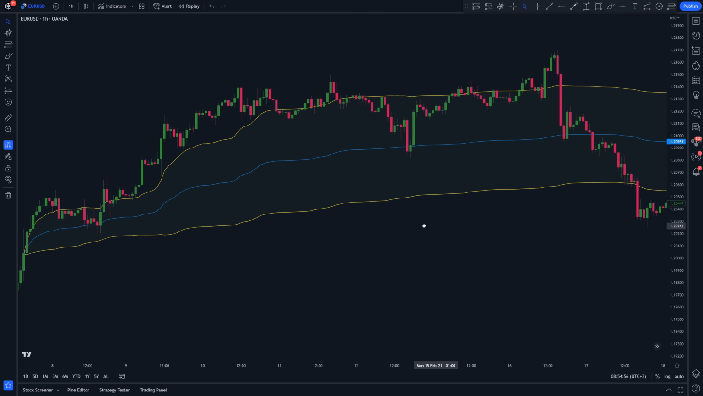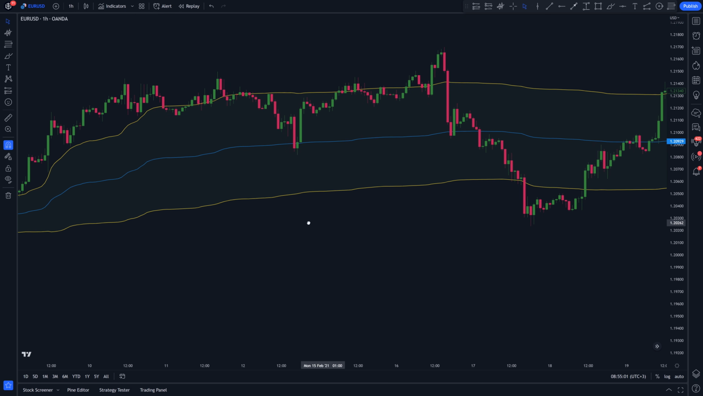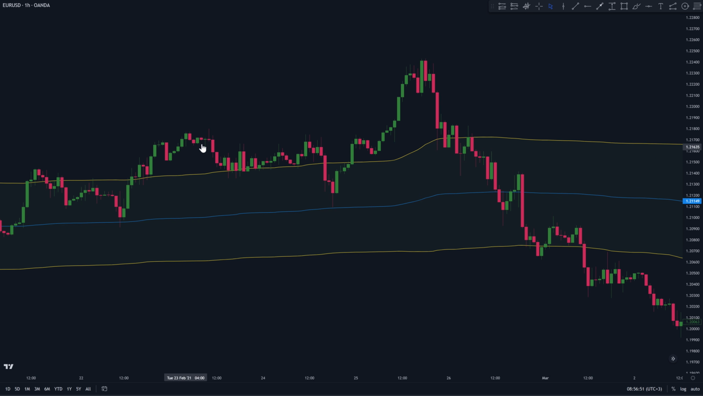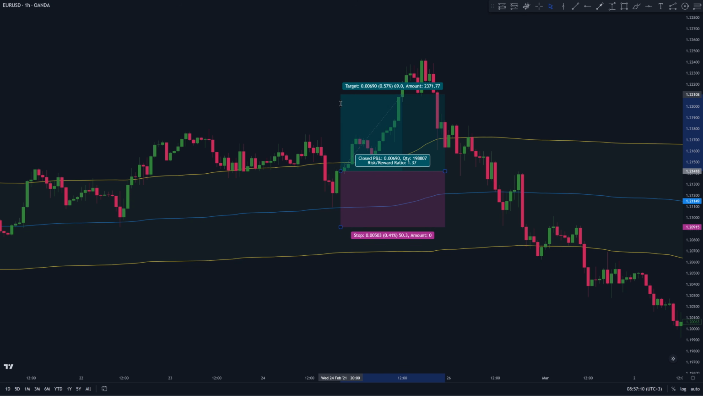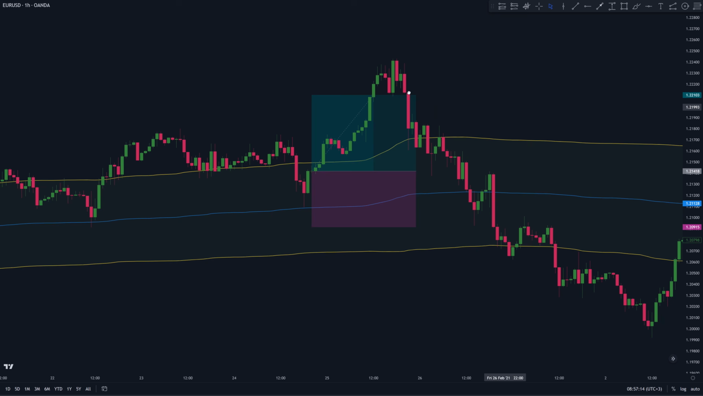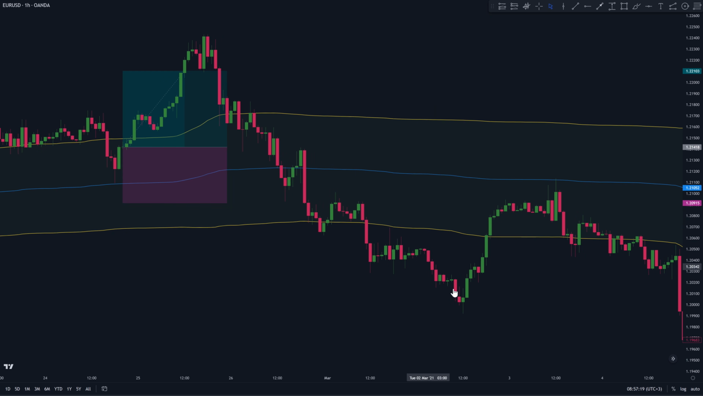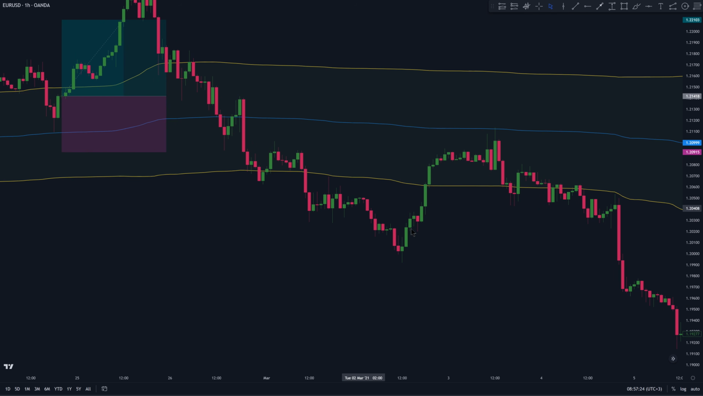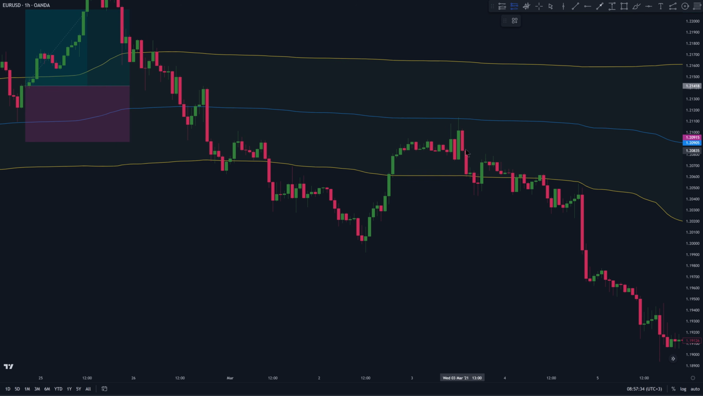So the traditional way of using this indicator to trade is like this. When the price is trading above the upper band of the VWAP indicator and then pulls back and rejects off of the VWAP line, you enter a long trade. Conversely, when it's trading below the lower band of the VWAP indicator and then pulls back and rejects off of the VWAP line, you enter a short trade.